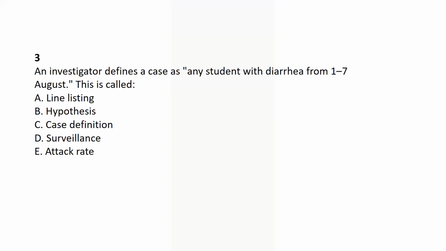Question number three: an investigator defines a case as any student with diarrhea from 1st to 7th August. This is called option A, line listing, B, hypothesis, C, case definition, D, surveillance, and E, attack rate. C. Yes, this is case definition.